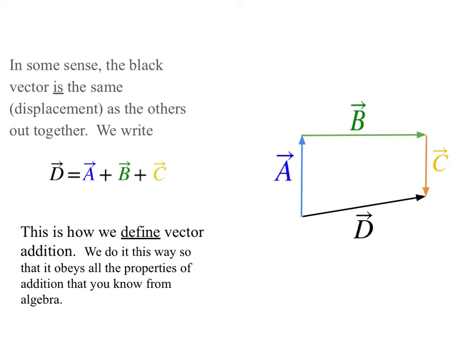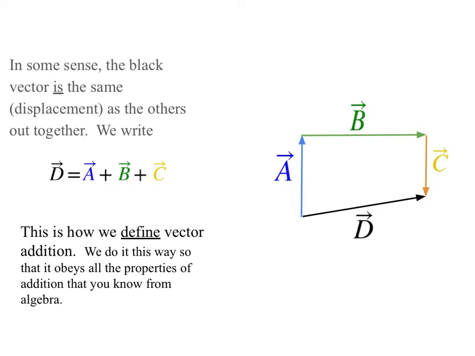In some intuitive sense, the black vector is the same displacement as the other ones put together. So we define vector equality by saying two vectors are equal if they point in the same direction with the same size. And we define vector summation: if when we align the vectors tip to tail, we get the other vector, then we say that it is the sum. Again, I want to stress, it's how we define vector addition. It's a choice we make. It's a logical choice, but it's still a choice we make.